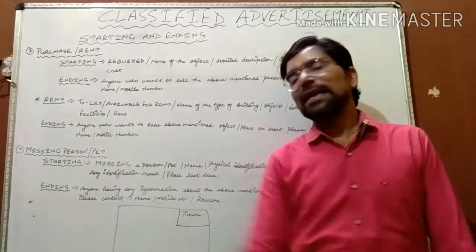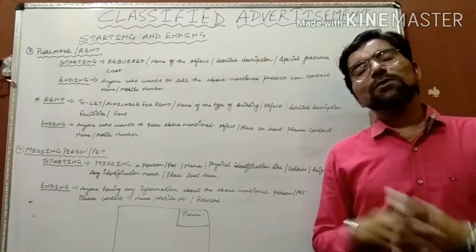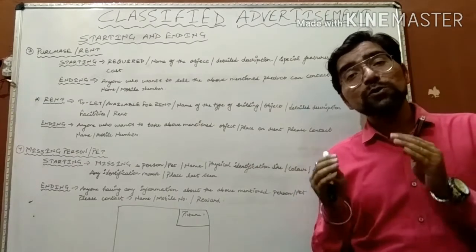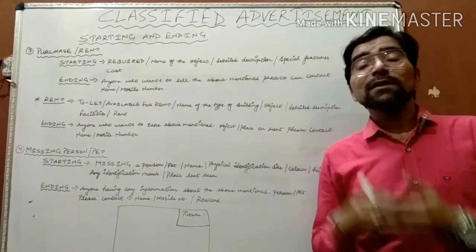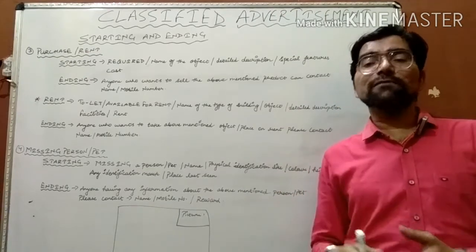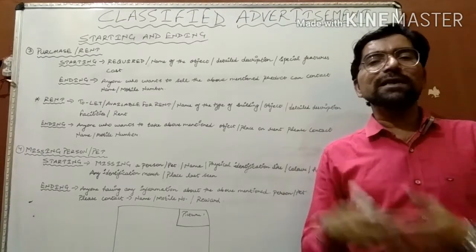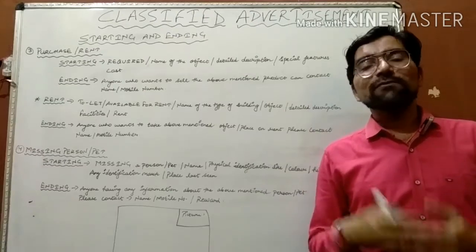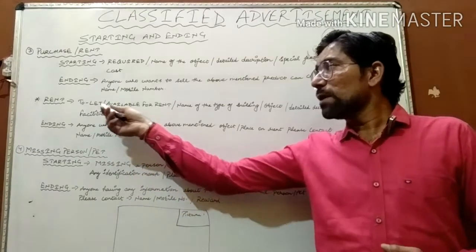Now the next is rent. Advertisements on rent run on two categories. What are these two categories? The first category is when you want to put something on rent, any building or office building, garage, shop, showroom, house, flat, then you have to write to let.